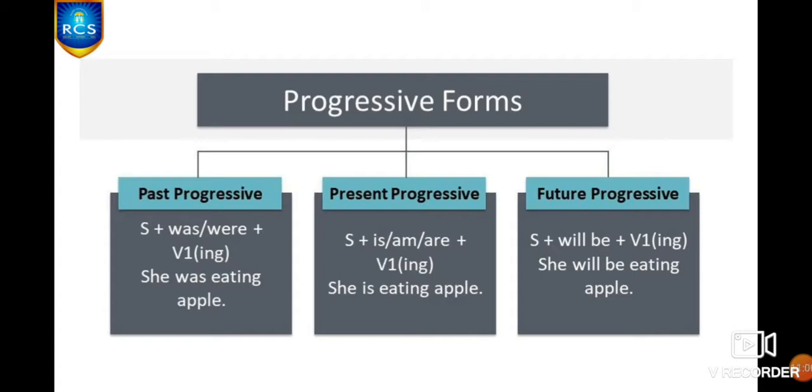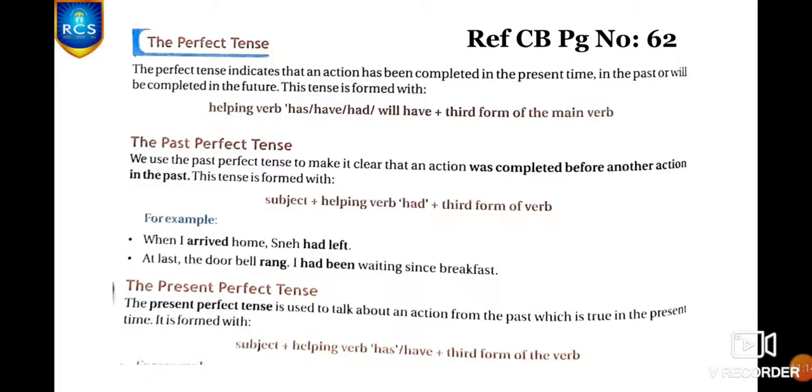And next is future continuous, subject plus will be plus first form of the verb plus ing. She will be eating apple. Clear about this continuous tense, children? And next we are moving on to the perfect tense. The perfect tense indicates that an action has been completed in the present time or in the past or will be completed in the future.